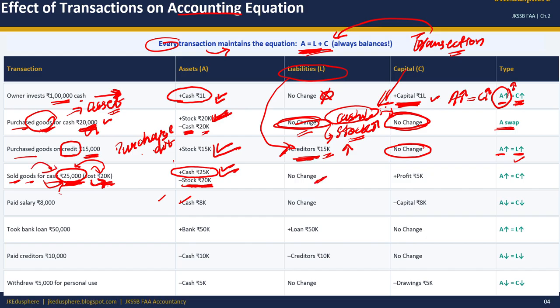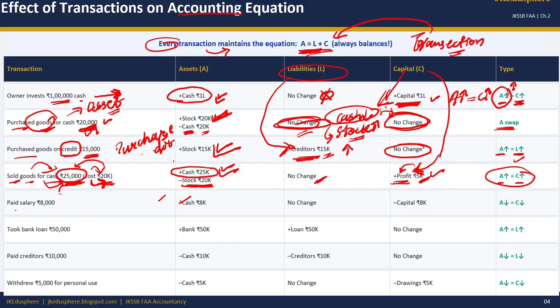So there'll be no change in liability now. Profit is 5,000, asset increased, capital increased. We take profit as capital, right? Whatever the gain is, whatever the profit is, we take it as capital.